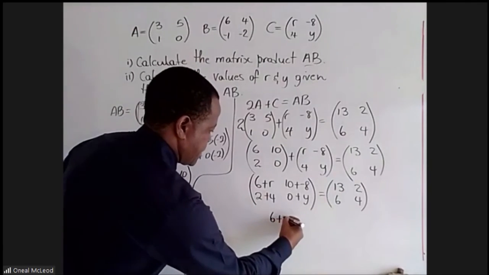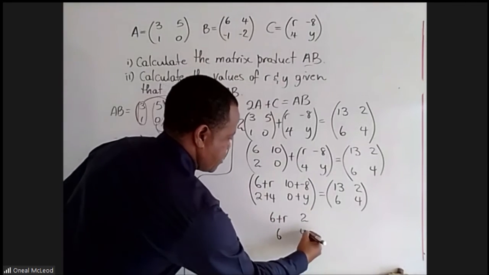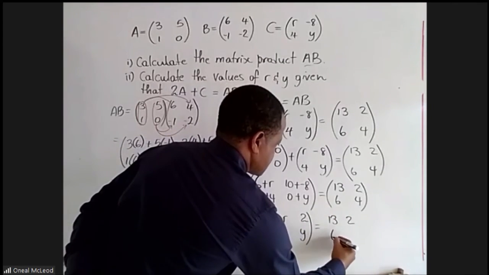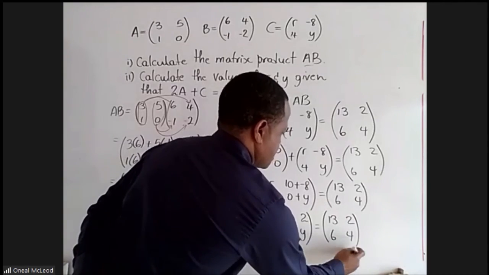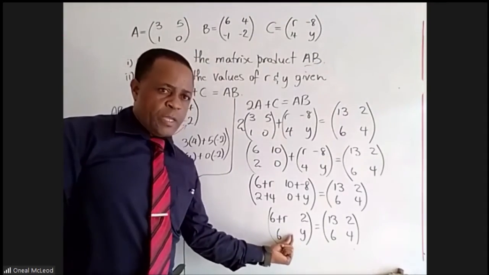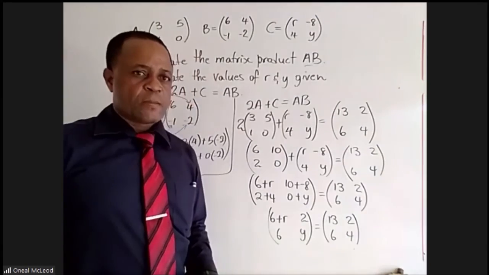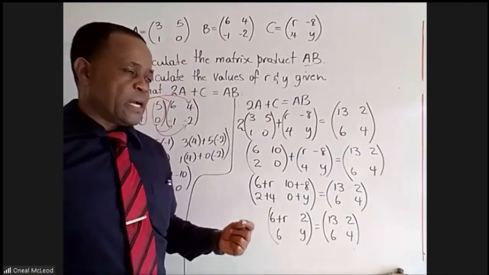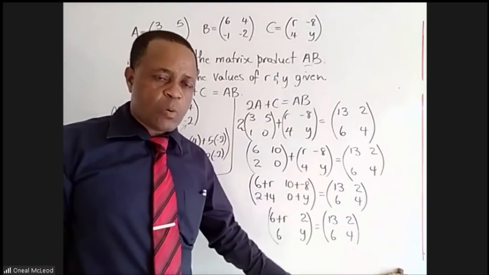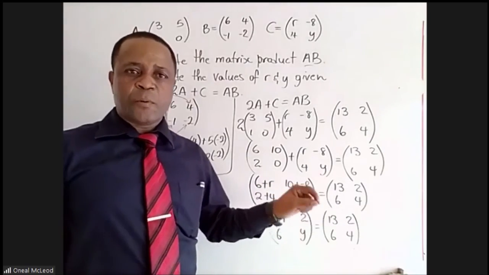Now, let us simplify this part here. So this becomes 6 plus R, that becomes 2, this becomes 6, this becomes Y, and that is equal to 13, 2, 6, and 4. Now, notice here that we end up with a 2 by 2 matrix, which is said to be equal to a 2 by 2 matrix. Good? In this case, what we're saying is that corresponding elements are going to be equal, the elements that are in the same position.